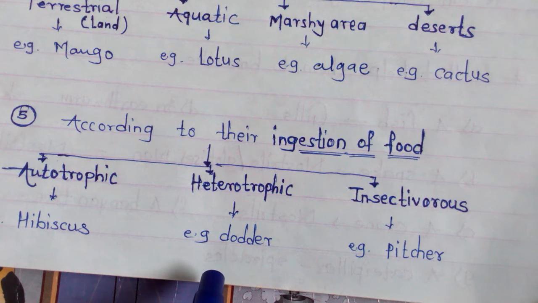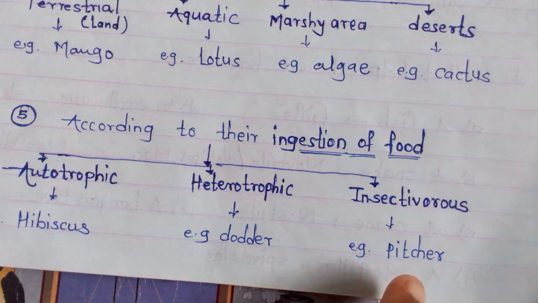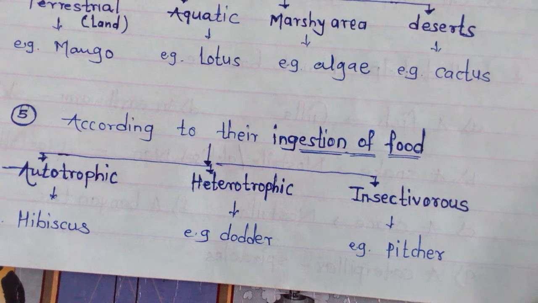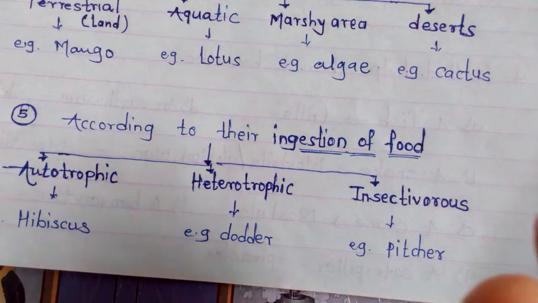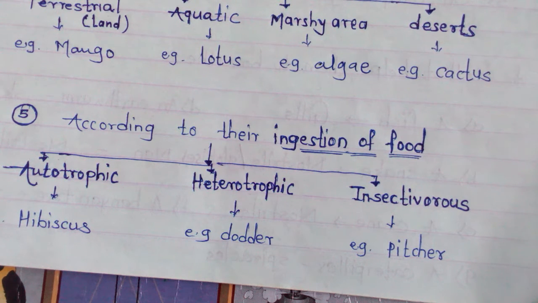As well as one more example, the Venus flytrap. Such a plant is very attractive, and due to that the insect is attracted towards the plant. When the insect settles down on the plant, the plant catches that insect by its trap. Okay, all of you understood?